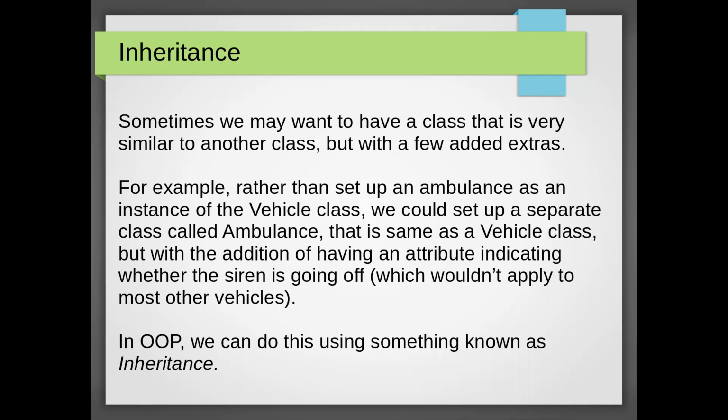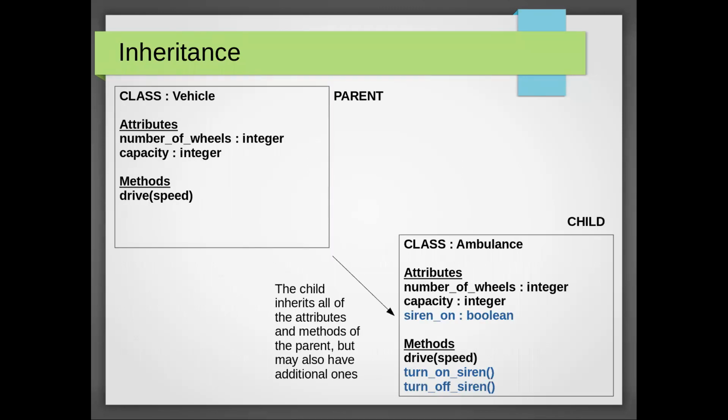So, for example, imagine that rather than having an ambulance as an instance of the vehicle class that we showed earlier, maybe we could have the vehicle class, but then also have a separate class called ambulance that's exactly the same as a vehicle class, except has the addition of maybe an attribute indicating whether the siren's going off, which obviously wouldn't be the case in most other vehicles. And we can use inheritance to do this. So let's take that example and think it through.